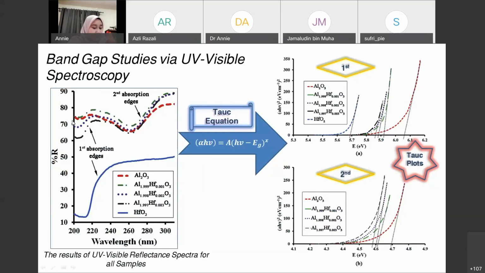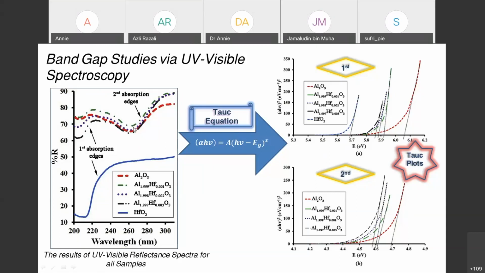The hafnium oxide exhibits one absorption edge. Here the first absorption edge is identified as the band gap, and the second absorption edge is attributed to transitions due to cation vacancy.